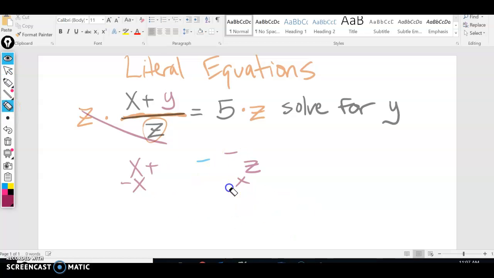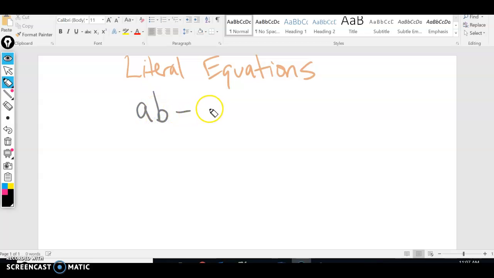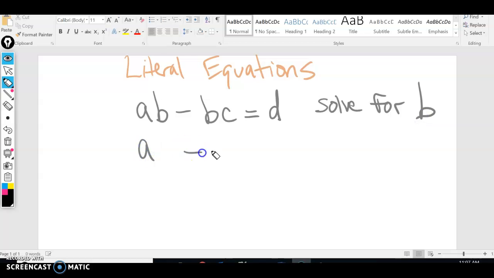I'm going to write one more on the board here. I'm not going to solve it, but I'm going to ask you to try it on your paper, and I'm going to ask to see if anyone next time has the answer to this literal equation. Let's do AB minus BC equals D. And what I want you to solve for, I want you to solve for B.